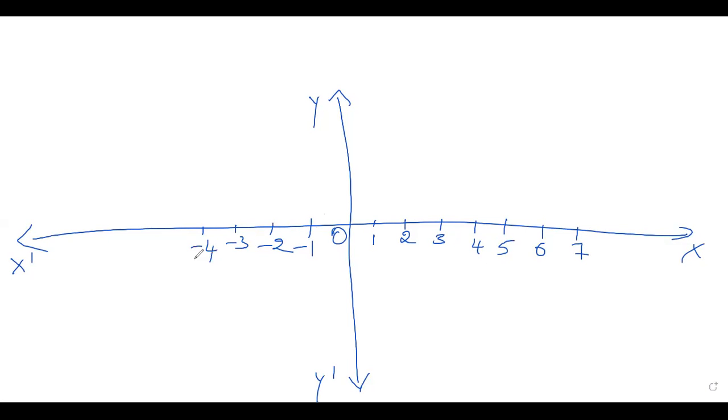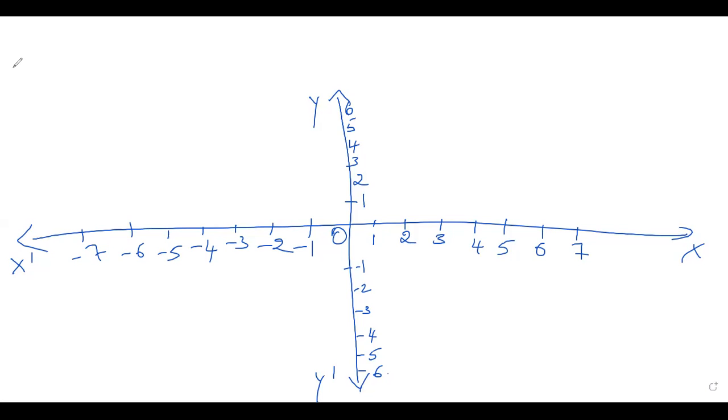Minus 3, minus 7. Come to y axis, positive numbers right above the origin, 6, and it is minus 1, minus 2, minus 3, minus 4, and minus 6.